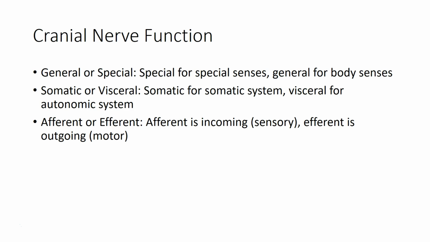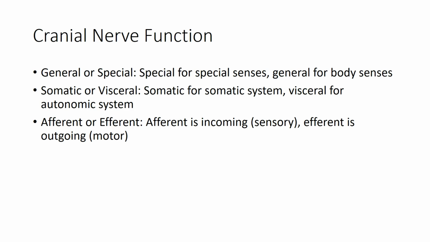They can also be classified as somatic or visceral, where somatic is for our somatic system, our intentional control structures, but this would also include sensory information related to those intentional control structures, again, like our proprioception. Visceral is related to the autonomic system, and again, this could also be sensory in the sense that it could have to deal with our sense of taste, for example.